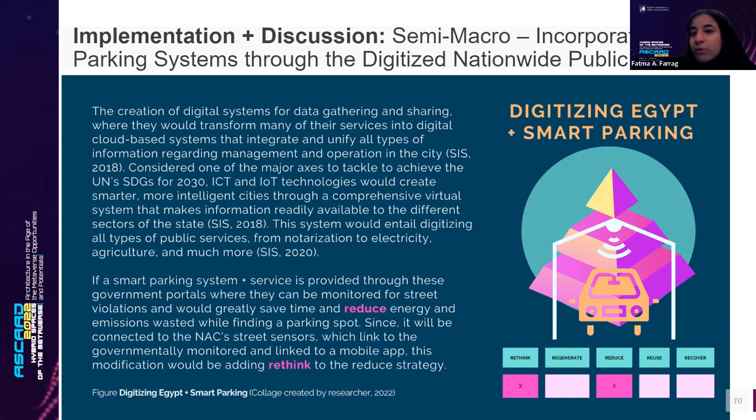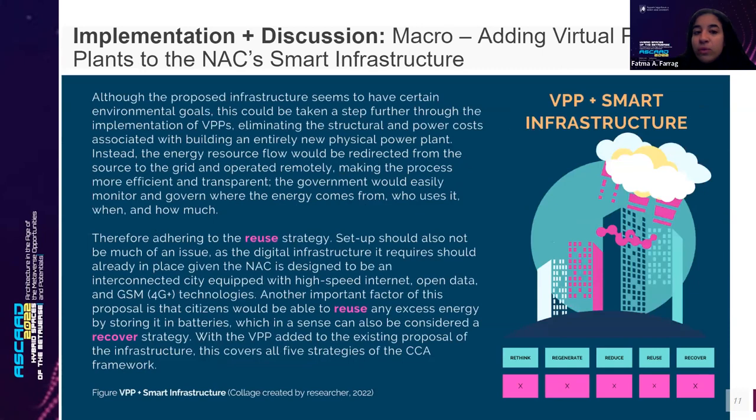As for the macro scale, adding the VPP to the NEC smart infrastructure. Though the proposed infrastructure seems to have certain environmental goals, this could be taken a step further through the implementation of VPPs, eliminating the structural and power costs associated with building an entirely new physical power plant. And then this energy resource flow would be redirected from the source to the grid and operated remotely, making the process more efficient and transparent. The government would easily monitor and govern where the energy comes from, who uses it, when, and how.